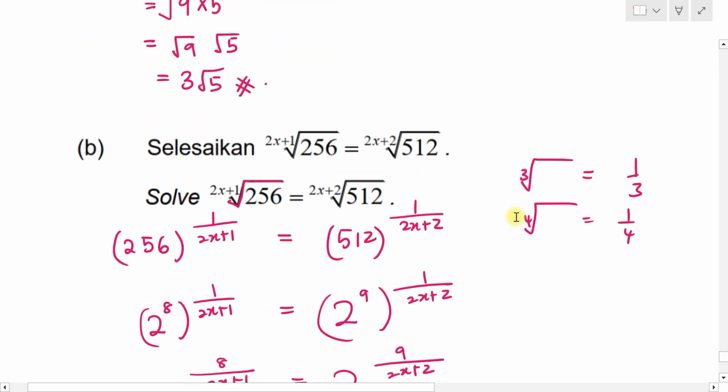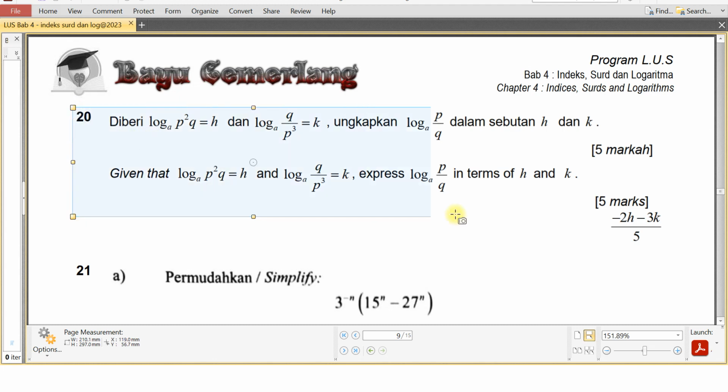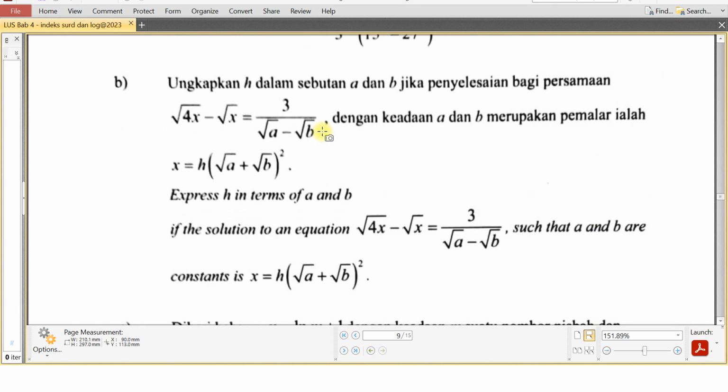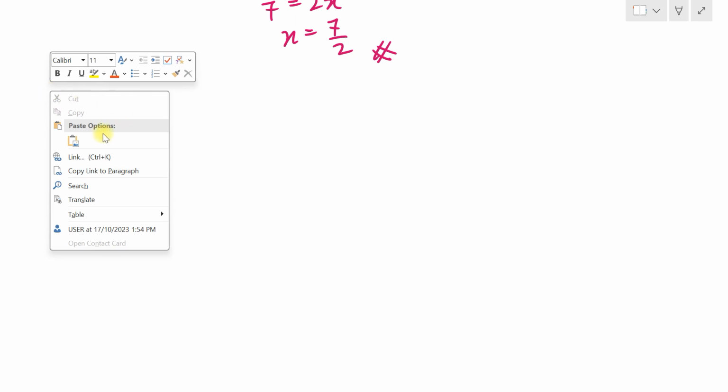Easy, ma. Okay? Easy. Looks very difficult, but very easy. Okay, this one 5 mark question. Let us see. Question 20. Paper 2, I will do a separate video lah. It will be very lengthy then.